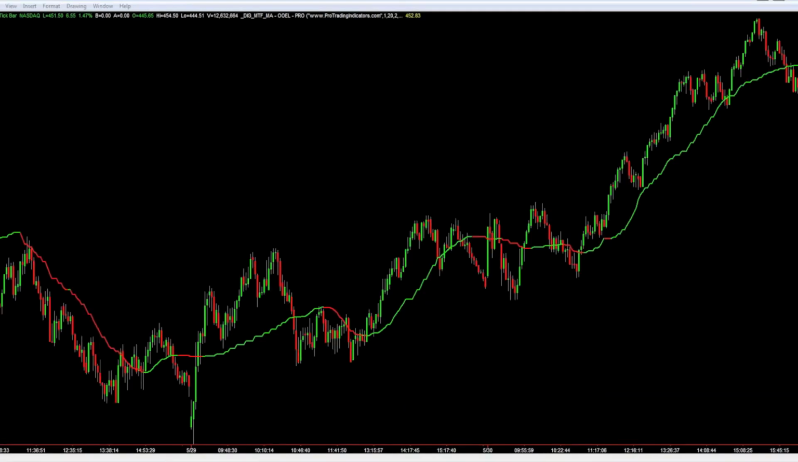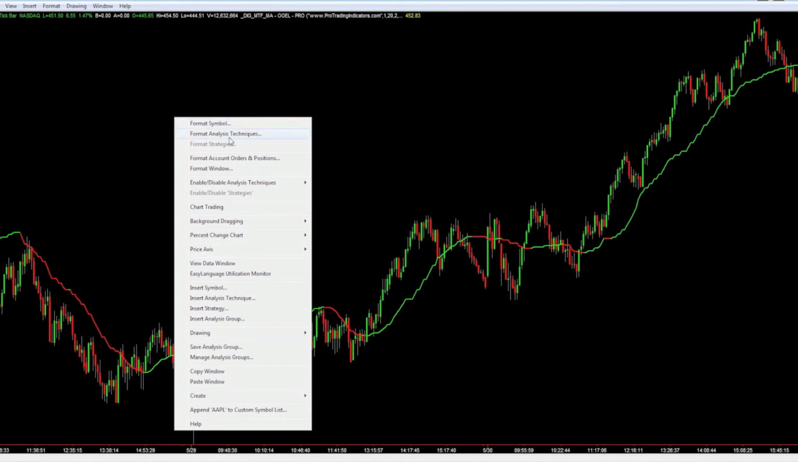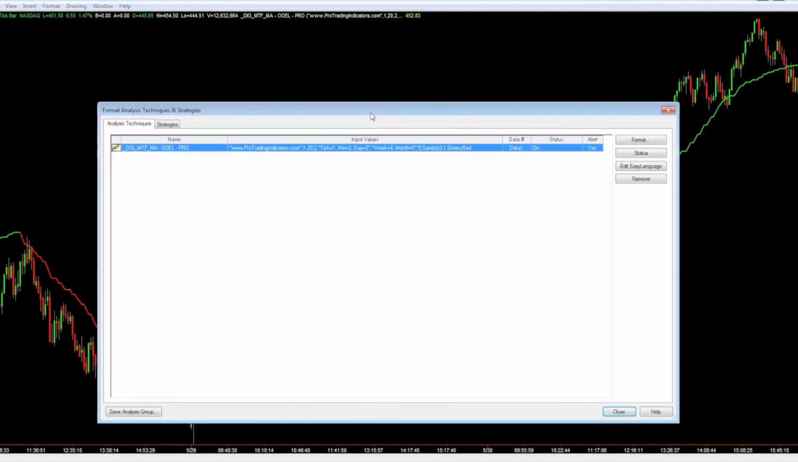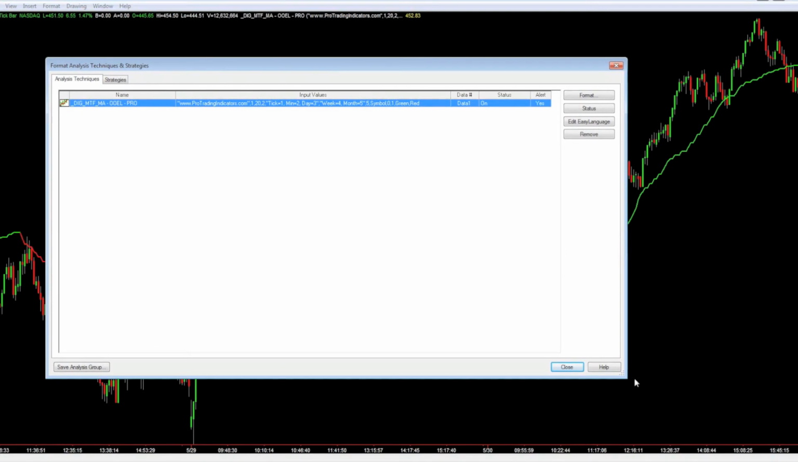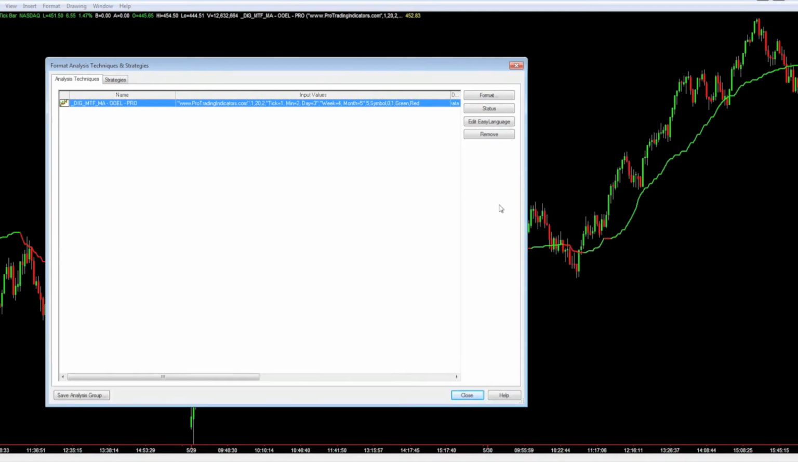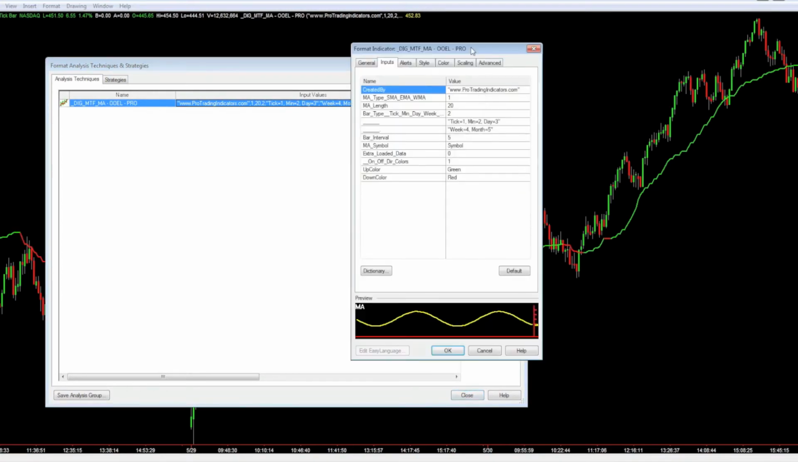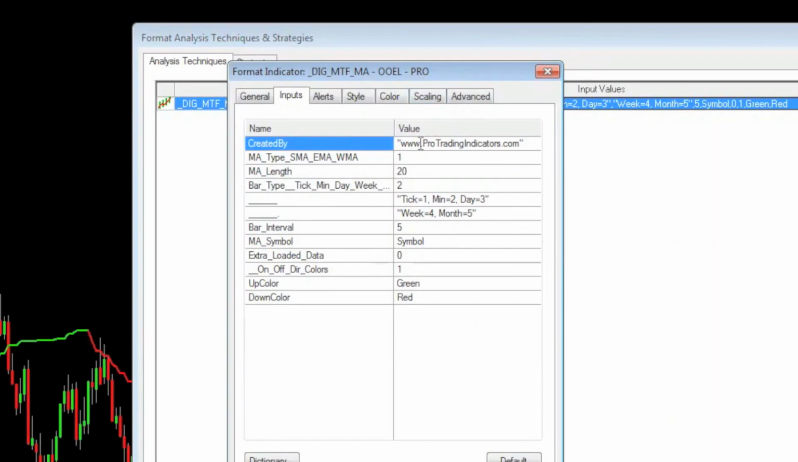Let's take a minute now and look over the inputs. Once you've imported the indicator, to get to the different inputs, you just right-click on your chart and select Format Analysis Technique. That brings up this window that has your techniques in it, and you simply click on the indicator and click on Format. You've got a series of inputs here. The first one is to select what type of moving average it is. 1 will be a simple moving average, 2 for exponential moving average, and 3 for weighted moving average.